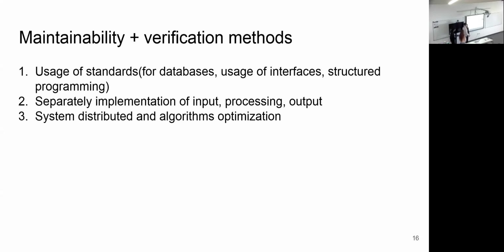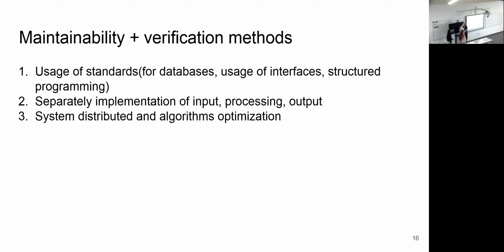So the next thing we go on to test is maintainability, by our Boehm model. The main ways to test maintainability is to check that the developers use defined standards, which are defined by some conventions or by some other developers. It should be for databases, for usage of interfaces. The code should be structured, and so on.